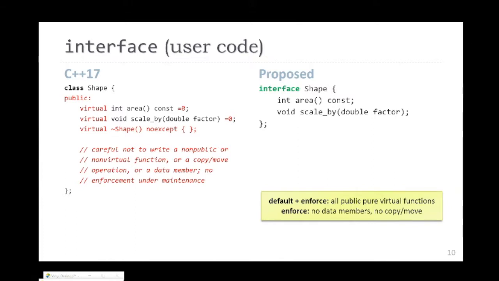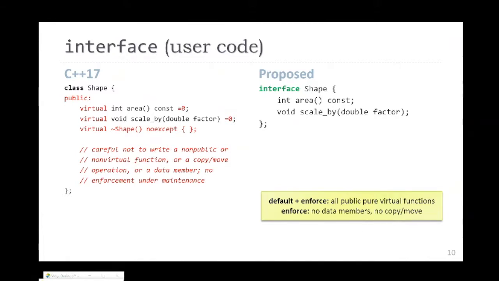And the way you write it today on the left-hand side is you say class. So my class shape has all these public functions, and I write virtual and equals 0, so pure virtual. And I'm going to make that red because that's really boilerplate. It's what I need to do to write an interface, but it's just a ceremony that's required today in C++. I have to repeat those things. Oh, and I better not forget the virtual destructor.